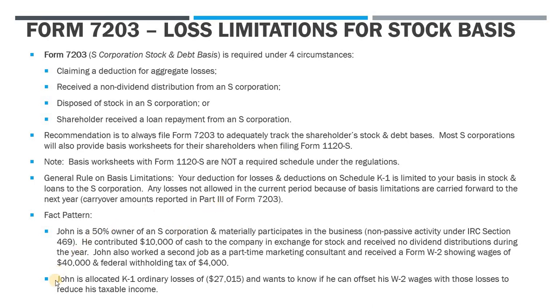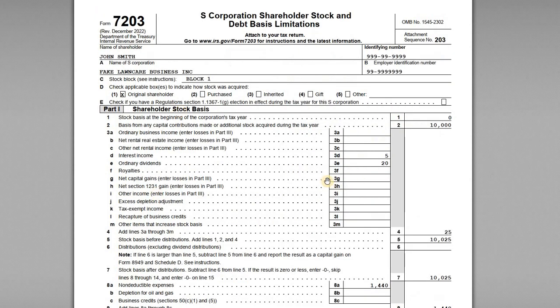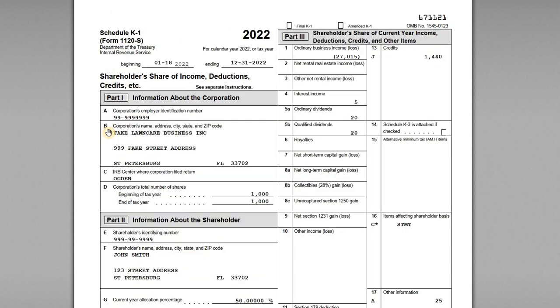So I've got one slide in front of us here with some of the basic rules, the fact pattern that we're going to be working with. And then, of course, I have a sample 7203, right? So we've got a 7203 here with a return, a 1040 for John Smith. We'll look at the return, we'll look at the 7203, and then we've got John's K1 from the S Corp as well, right?